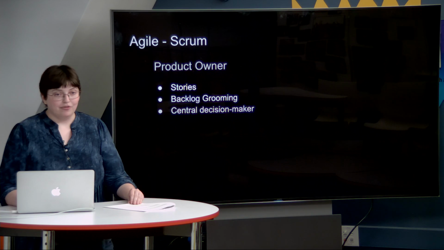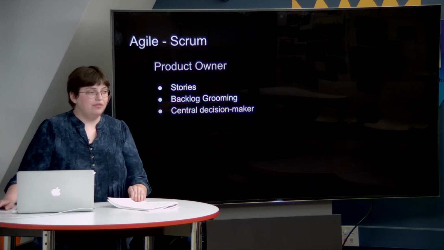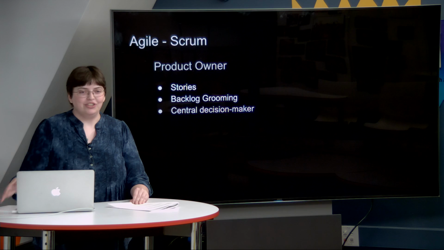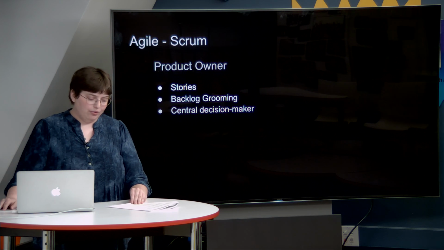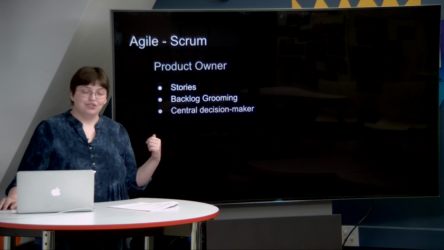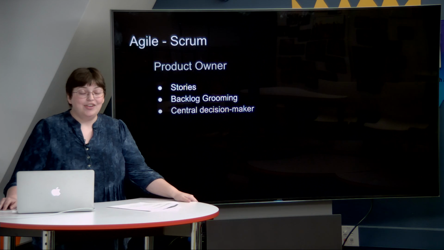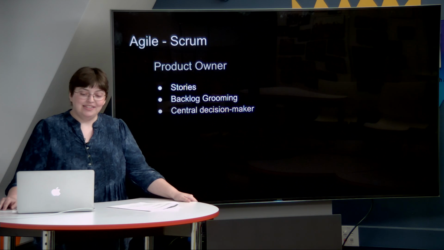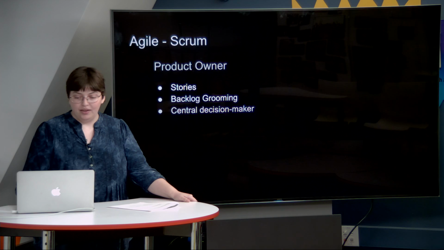A Scrum team has two different leadership roles. First is the product owner, who's very much the traditional leadership role, responsible for creating and prioritizing the stories in that backlog. They guide the direction of the project and handle the business end of the project.